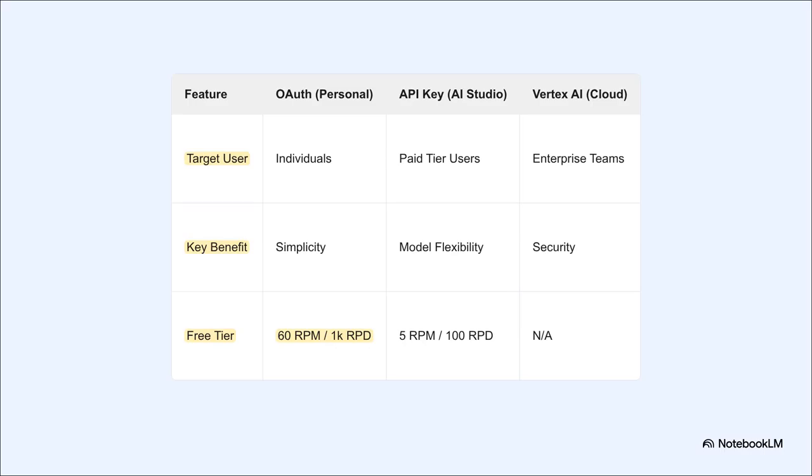And getting started is surprisingly easy. The big takeaway from this slide is that first column, the OAuth method. It is dead simple. There's no API key management, and it gives you access to a crazy generous free tier. We're talking 60 requests per minute and 1,000 per day on Gemini 1.5 Pro. Honestly, that is more than enough for pretty much any developer's daily workflow, and it costs you nothing.